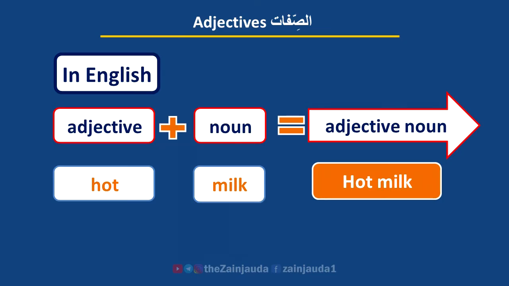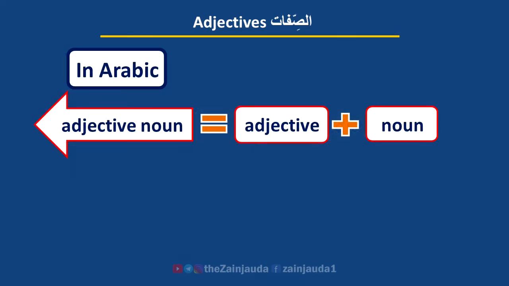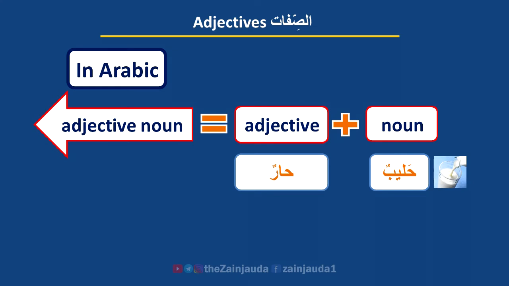In English, when we want to describe a noun, we simply add the adjective before the noun and say, for example, hot milk. In Arabic, the opposite happens. So we add the adjective after the noun, and that's why the adjective follows the noun it describes in all its characteristics, gender, definition, and number. Now our example noun is halib. Halib is masculine, indefinite, and singular. Our adjective is har. Har is also masculine, indefinite, and singular. So our phrase will be halibun har.